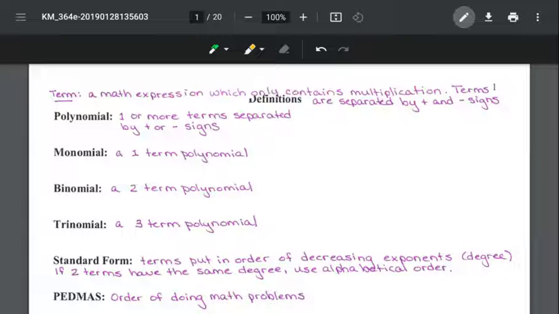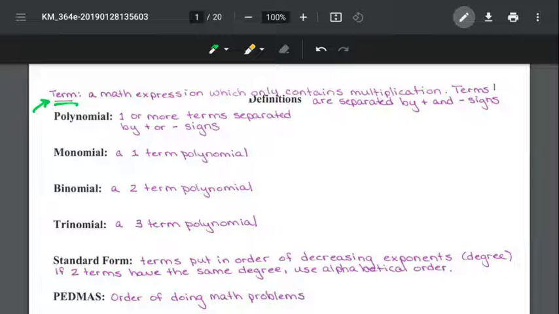So, what I'd like you to do is take a minute, pause this video, and copy this information down. And you can see up top I added a word, which is term. So again, pause it, copy this down, and then I'll go through it. So to start with, a term is a math expression which only contains multiplication. And terms are separated by plus or minus signs.